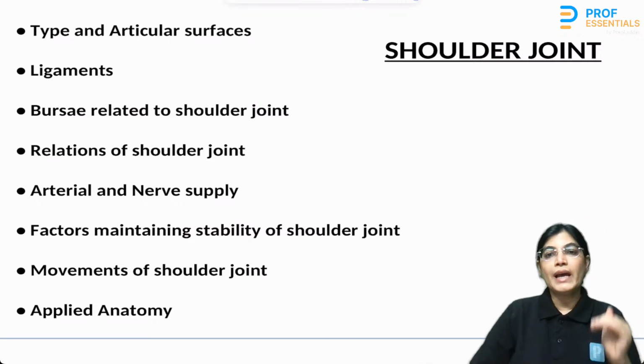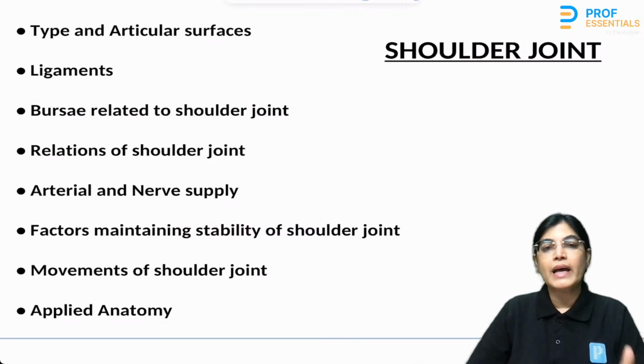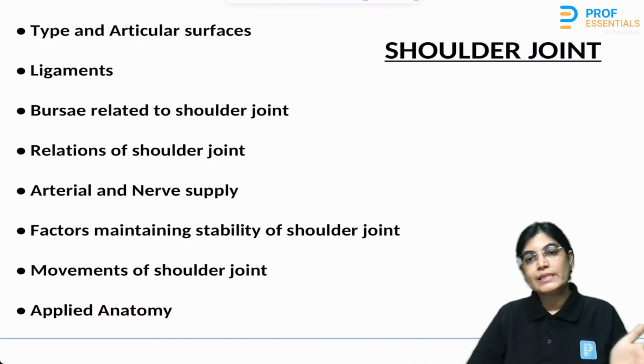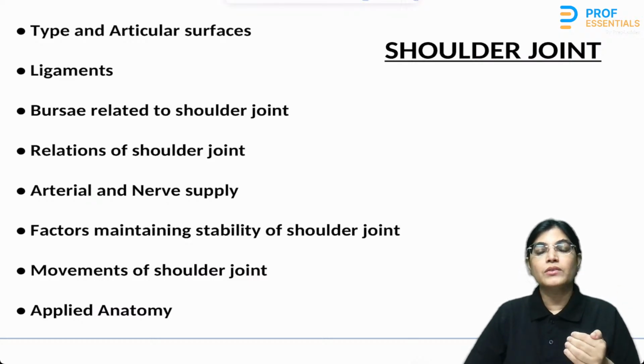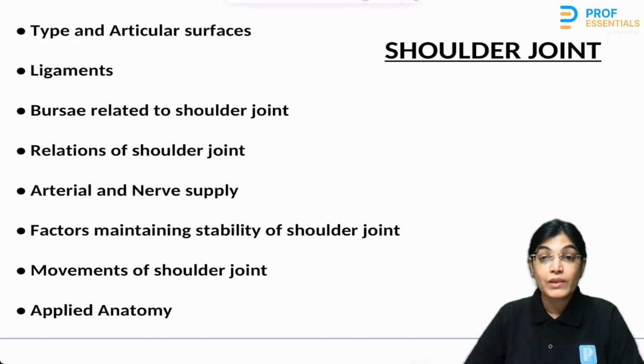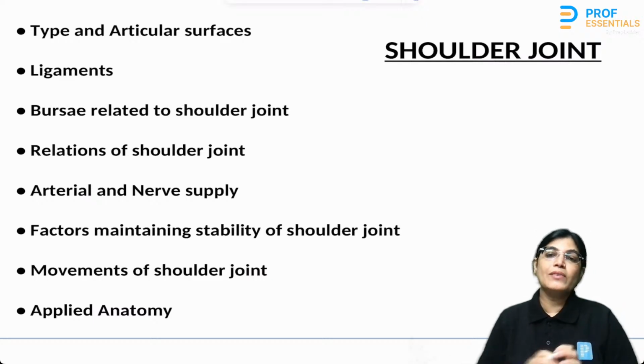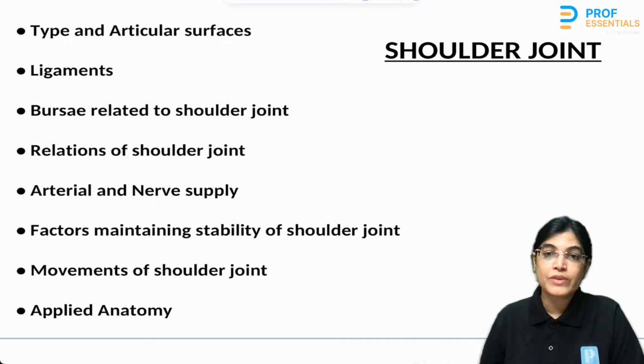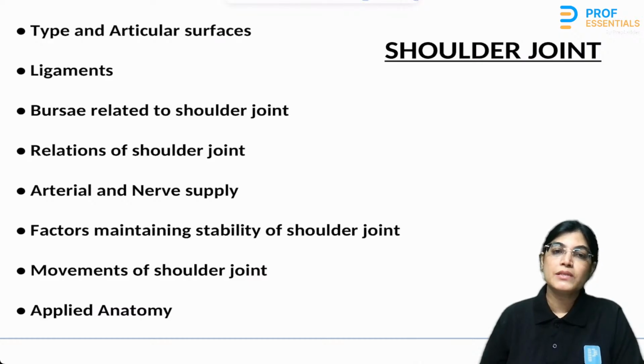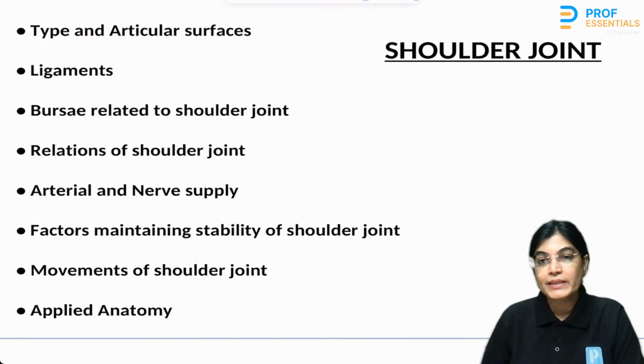Good evening. When I come to the end of this session, I want you to be able to know all these important correlations with the shoulder joint. So what will be the key features and the learning objective of this session? We should know about articular surfaces, the type of joint, the ligaments. I will explain the primary ligament and accessory ligament in relation to the shoulder joint, the bursas related to the shoulder joint, relations of the shoulder joint, the arterial and the nerve supply, the factors which increase the stability of the shoulder joint, movements of the shoulder joint, and the clinical anatomy.